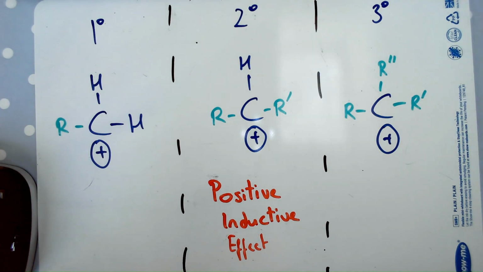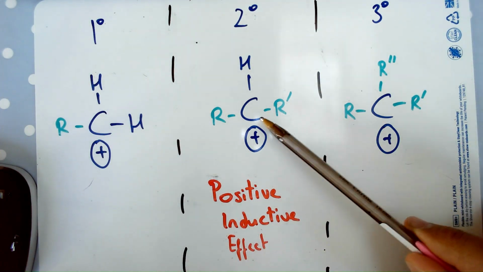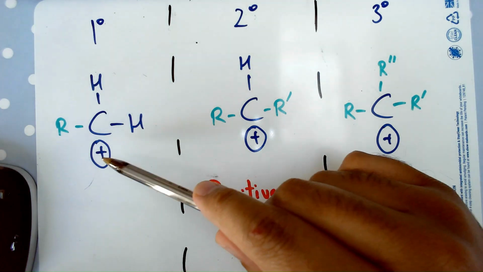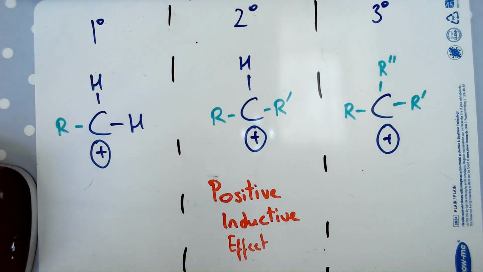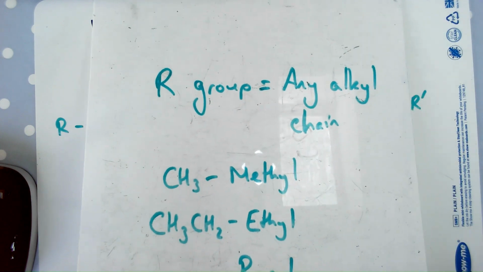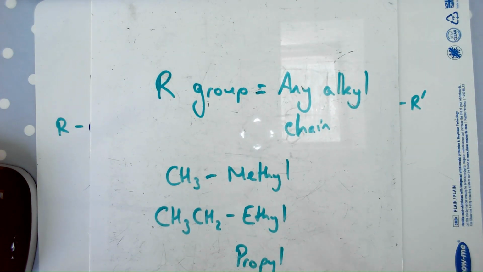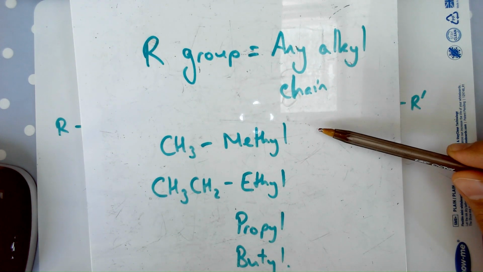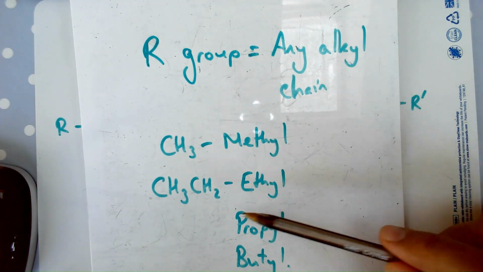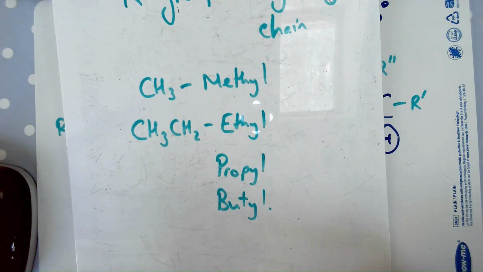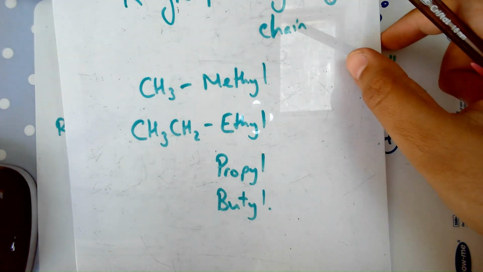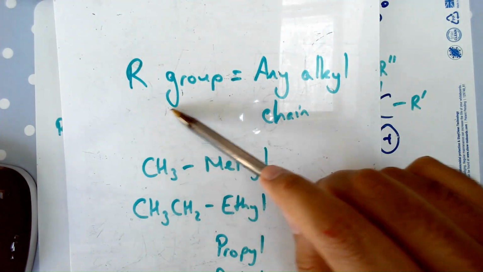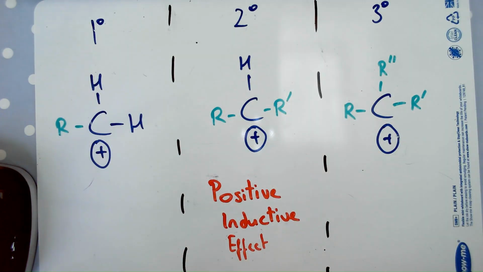And what have they all got on them? They've all got a carbocation, so a carbon that's positively charged, and they've also got different numbers of R groups. What's an R group? An R group is any alkyl chain, so you could have stuff like a methyl group, which is a CH3, an ethyl, CH3CH2, propyls, butyls, anything longer than that as well. An alkyl chain is what we're talking about when we mention an R group.